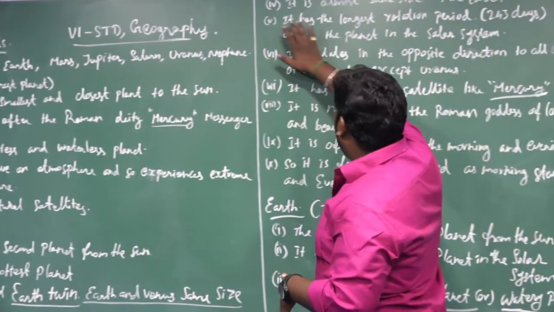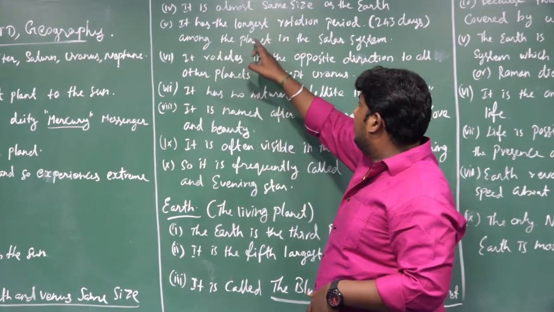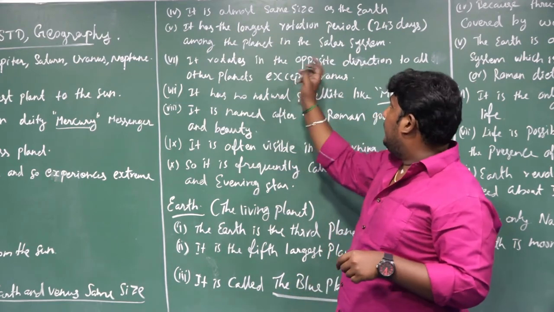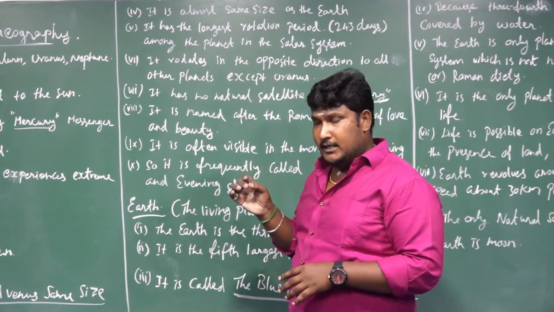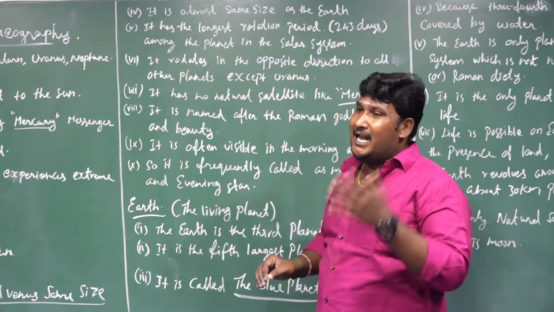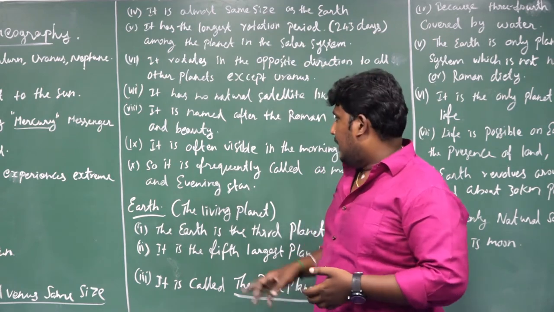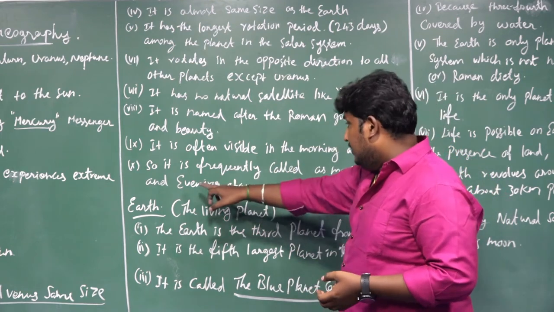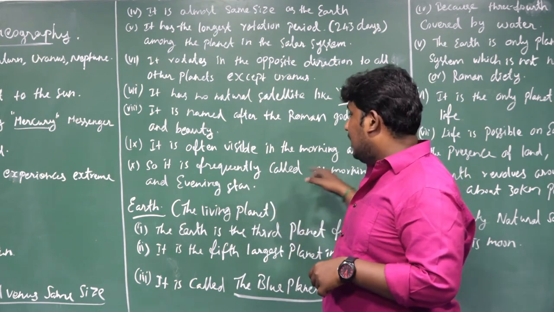It is almost the same size as the Earth. It has the longest rotation period, 243 days, among the planets in the solar system. It rotates in the opposite direction, except Uranus. It has no natural satellite, like Mercury. It is often visible in the morning and the evening, so it is frequently called the morning star and the evening star.